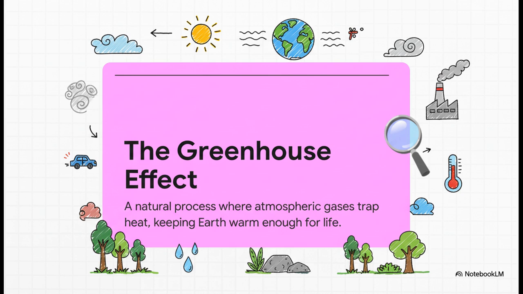The greenhouse effect is actually essential. It acts like a blanket, keeping our planet warm enough for life. The problem is, human activity has been adding an excess of these gases, thickening the blanket and trapping too much heat. It's dangerously amplifying the whole effect.